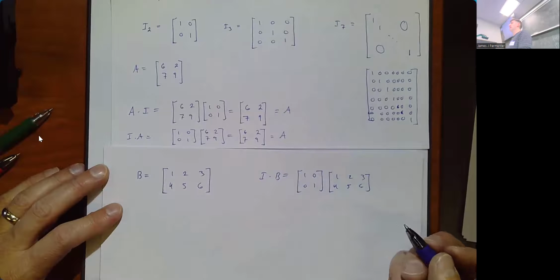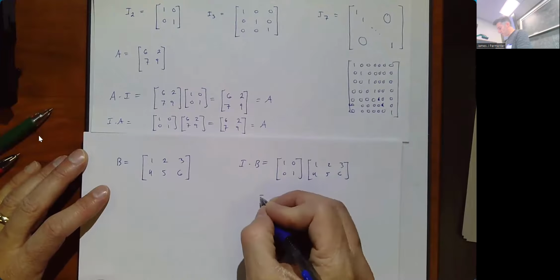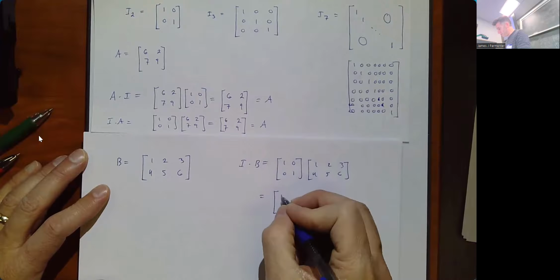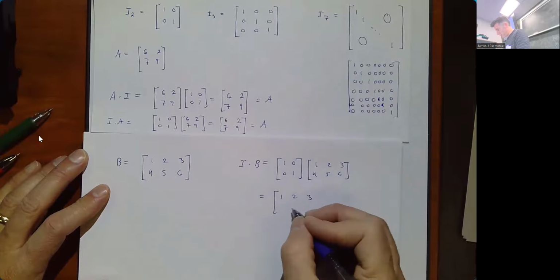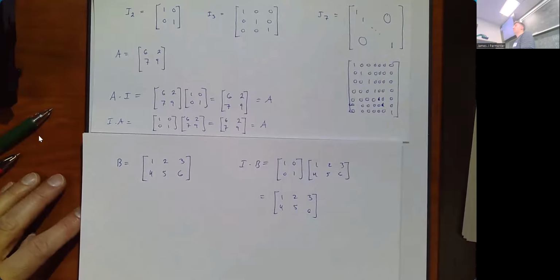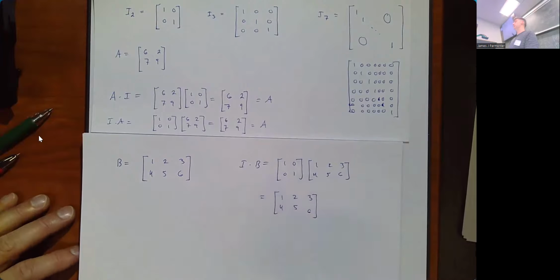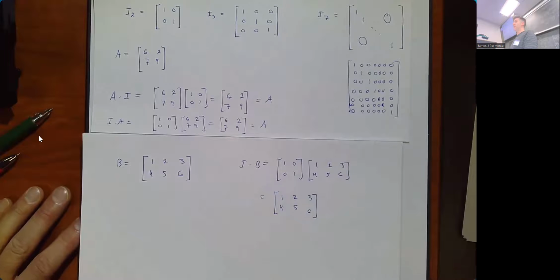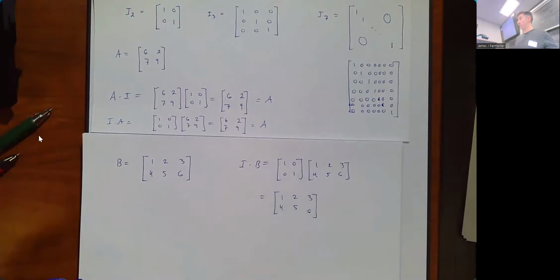And I could do the multiplication, but we know what's going to happen. We're going to end up with B. We're going to get 1, 2, 3, 0 plus 4, 0 plus 5, 0 plus 6. So when you write down an identity matrix times another matrix, the assumption is that you are choosing the identity matrix of the correct size, so that you're not making some sort of impossible multiplication.